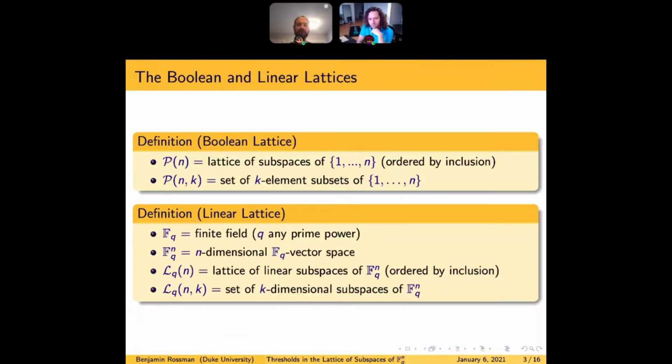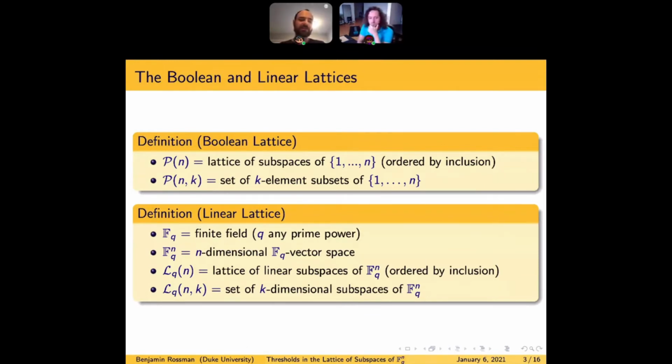Let me step back and give some background on the Boolean lattice and then the linear lattice, which we studied. The Boolean lattice, denoted P of n, think of it as the power set of n. This is just the lattice of subsets of 1 to n, ordered by inclusion. So there's 2 to the n elements. And we denote by P_n^k just the set of k-element subsets.